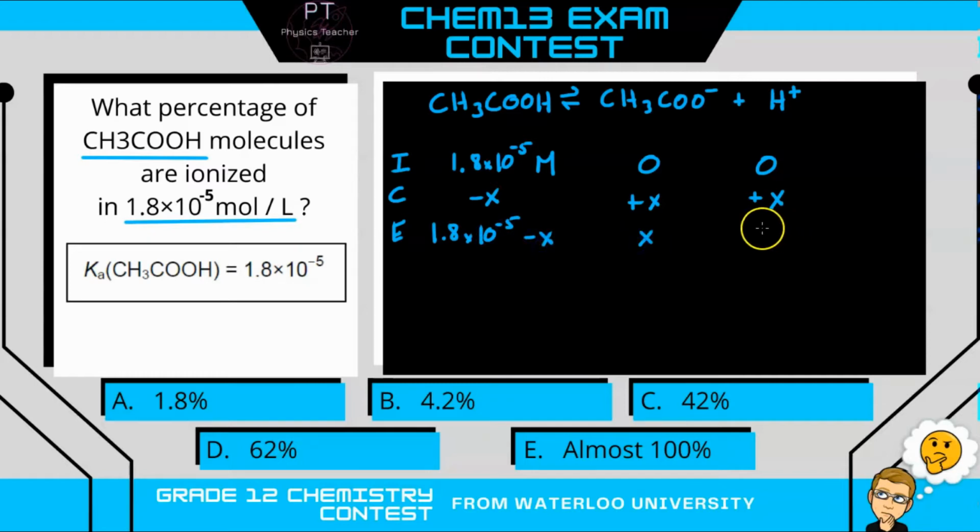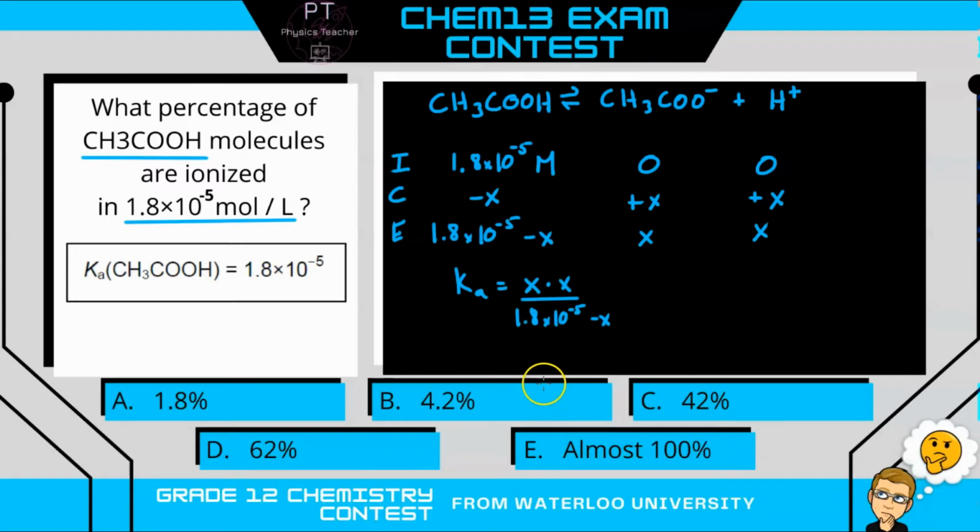Now our dissociation constant Ka, which is given, we can also write as the products, so x times x, divided by the reactants. So we have 1.8 times 10 to the minus 5 minus x. And this is where the trick comes in.